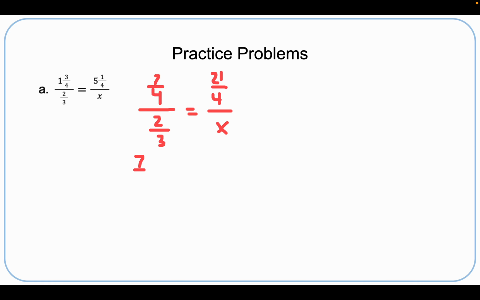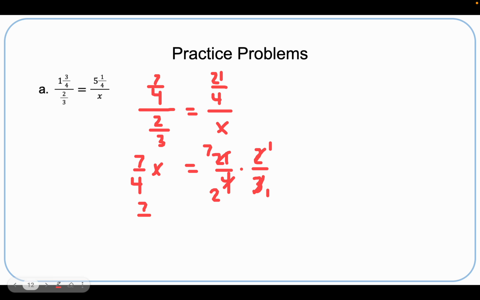So we'll have 7/4 x equals 21 over 4 times 2/3. And then we can do some cancellation here with the 21 and 3, and also between the 4 and the 2. And then we have 7/4 x equals 7 over 2 when we simplify that.